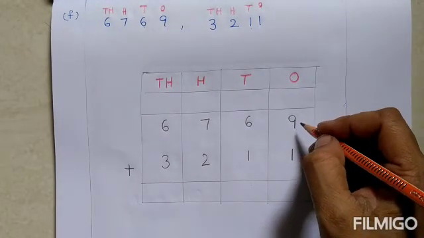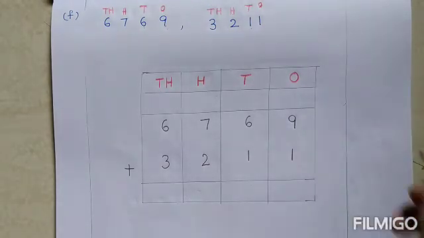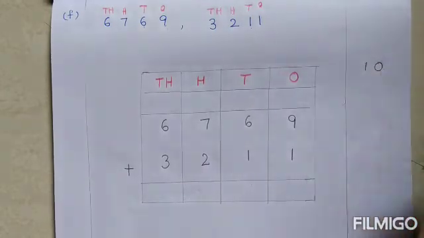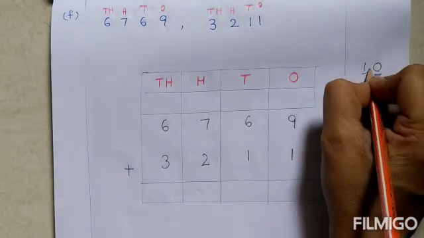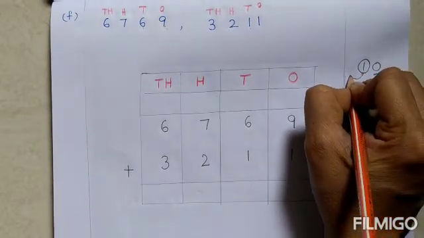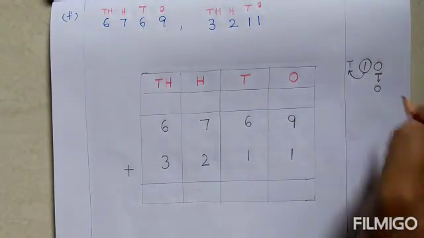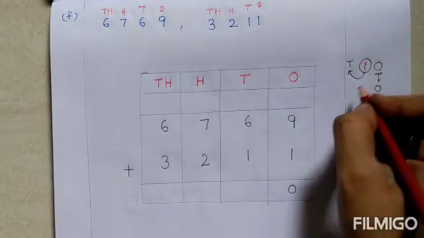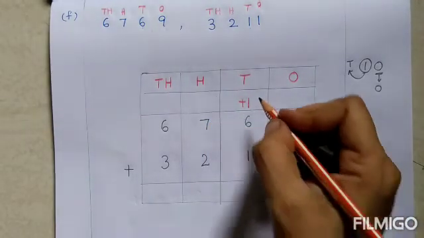Now we will start adding from ones place. 9 plus 1 is 10. That means how many digits, children? 2 digits. So which digit will come to ones place? The first digit will come to ones place, and this will go to next column, that is tens column, as a carry forward. First we will write this digit in ones place, and this how we will write? Plus 1.